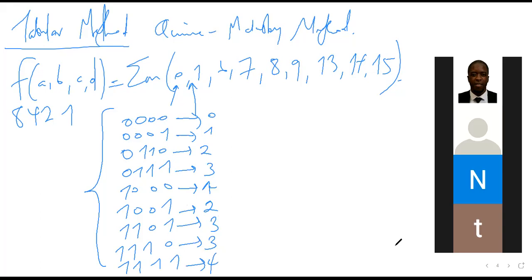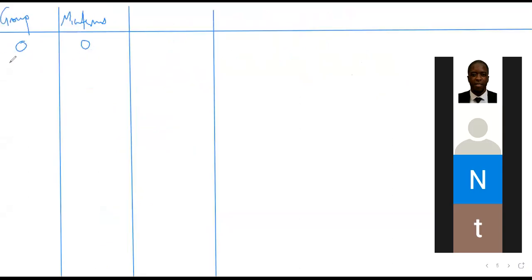How many ones are in the minterms? So we have a group of 0 where we have only 1 term. We have a group of 1. This is 1. So we have these 2 in 1: 0, 0, 1. This is my group of ones. It's complete like this.